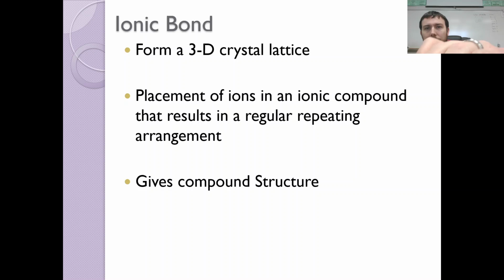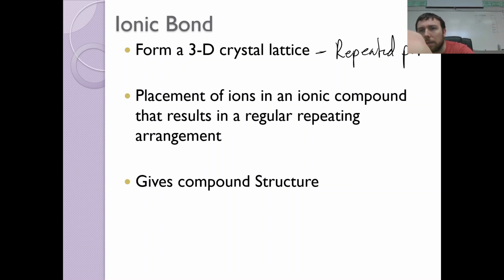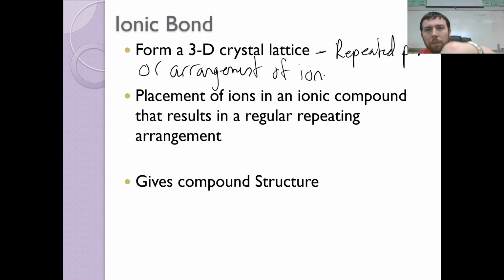So for crystal lattice, I want you to think repeated pattern or arrangement of ions, right? So in our ionic substances, when you look at how they're structured, there's going to be a very specific repeated pattern or arrangement of the ions within that solid structure, right?